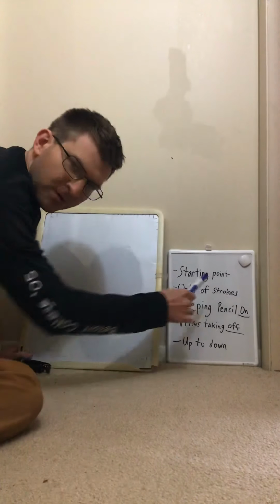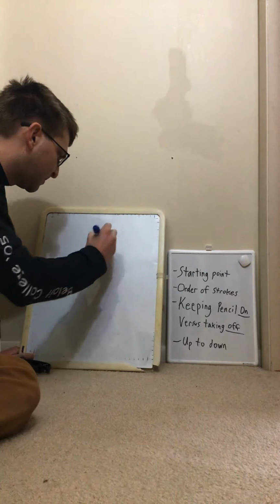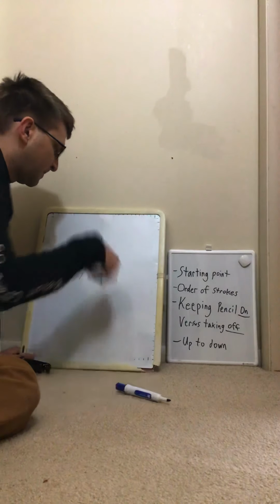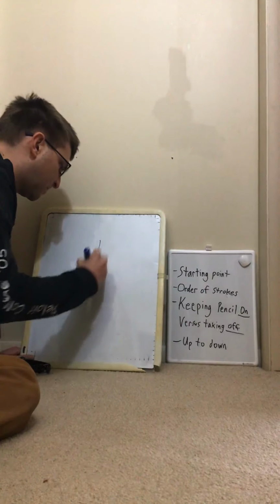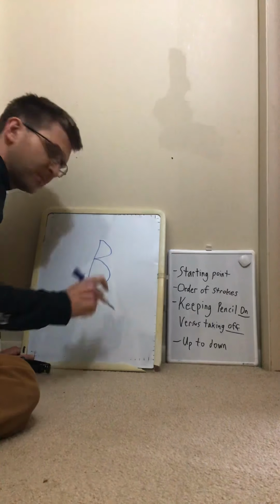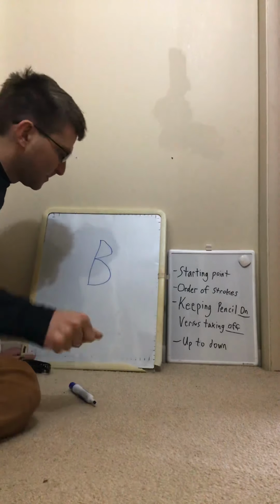Then there's number of strokes. How many strokes do you make? So A is 3: 1, 2, 3. B is also 3: 1, 2, 3. That's what I mean by number of strokes and order of strokes.